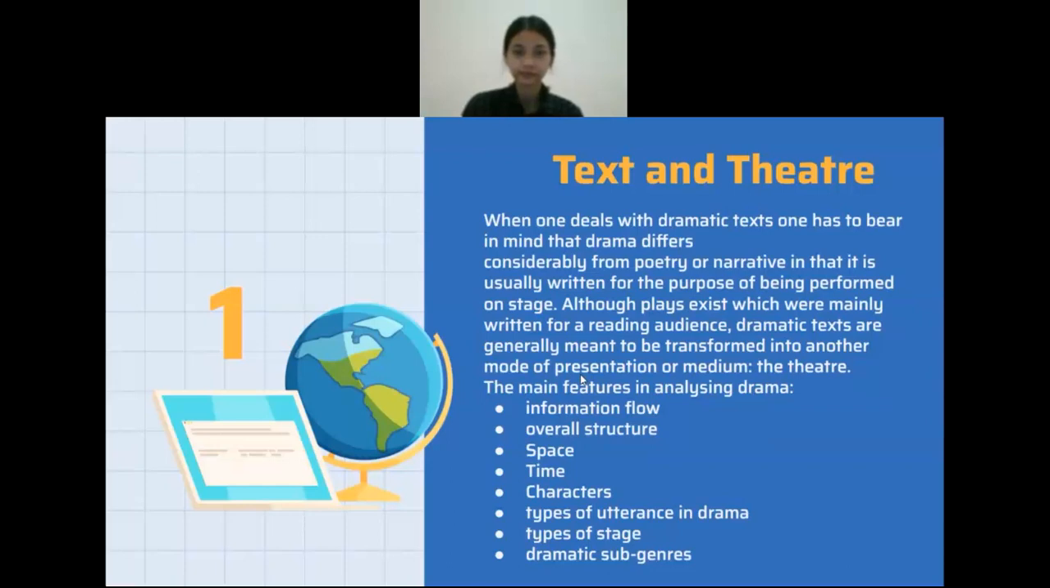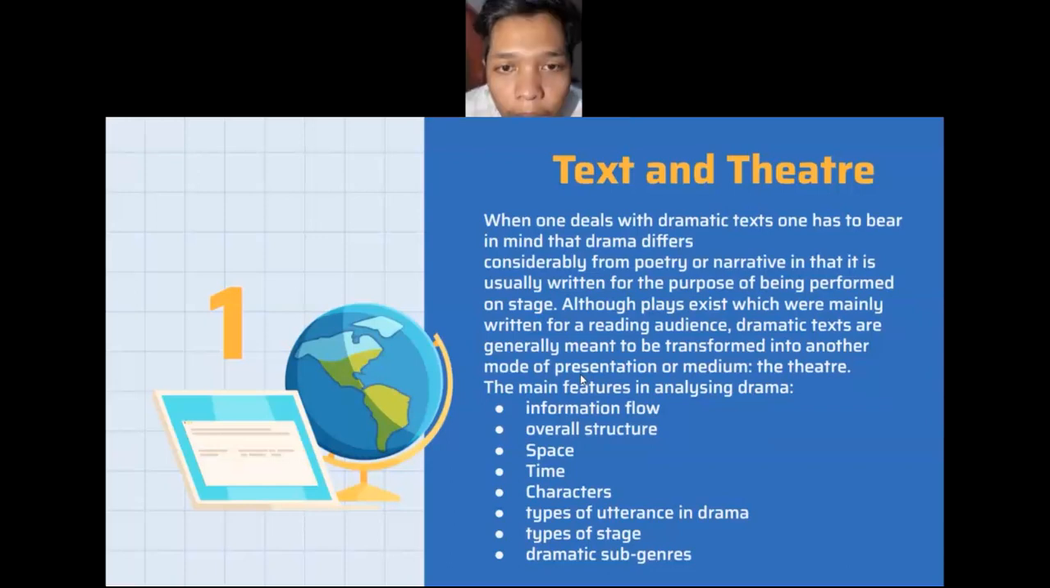So I will explain slide 1, text and theater. When one deals with dramatic text, one has to bear in mind that drama differs considerably from poetry or narrative in that it is usually written for the purpose of being performed on stage. Although plays exist which were mainly written for a reading audience, dramatic texts are generally meant to be transformed into another mode of presentation or medium, the theater.